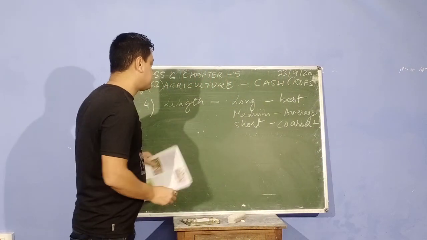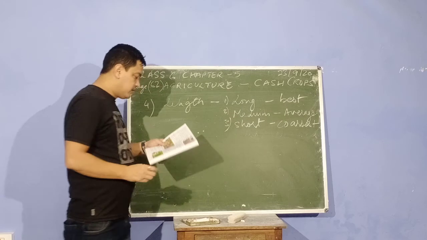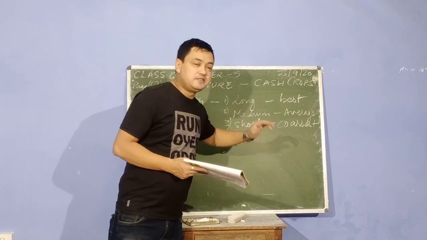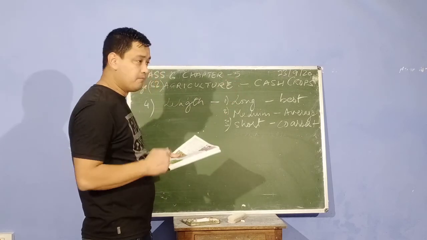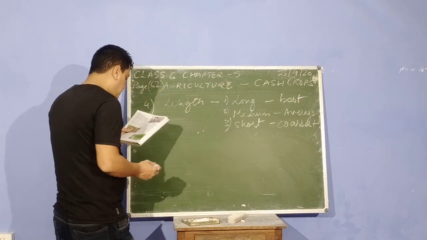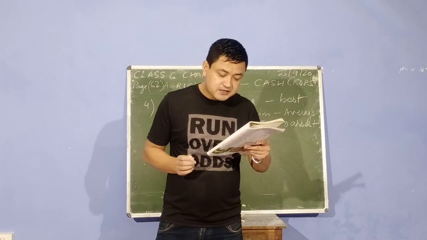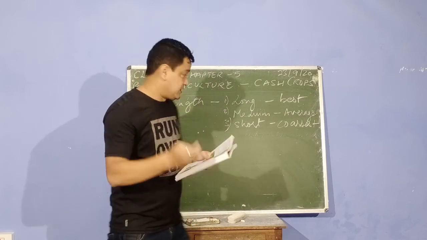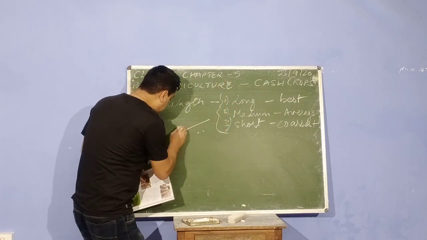Now, if you look at these three types of cotton plant, you come to know that they are differentiated by the length of the plant. Long staple cotton is the best, medium is average, short is the coarsest. It makes a big difference in quality, because that is why we are looking at long, short and medium.